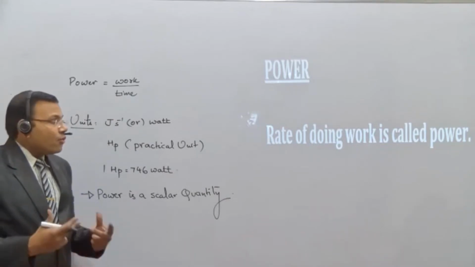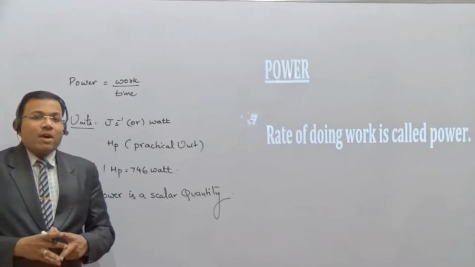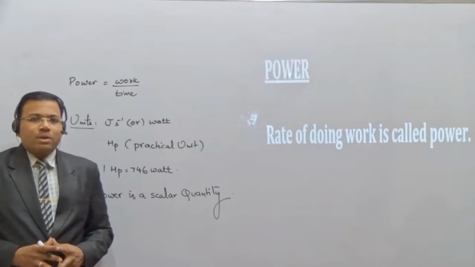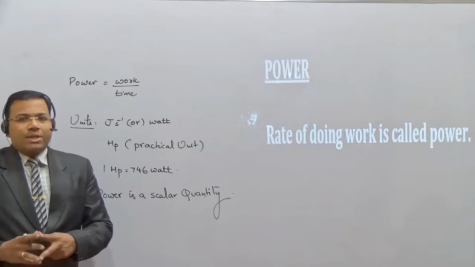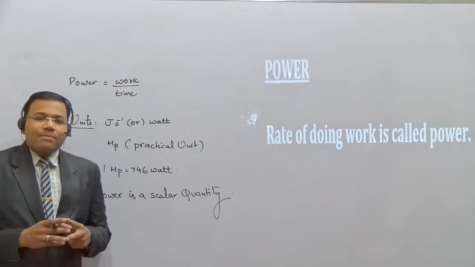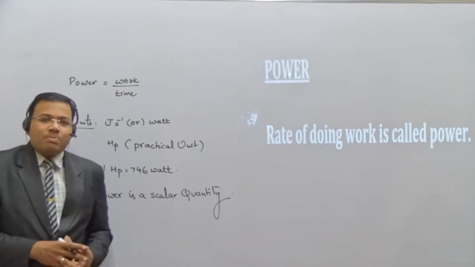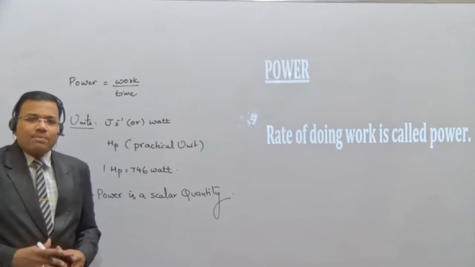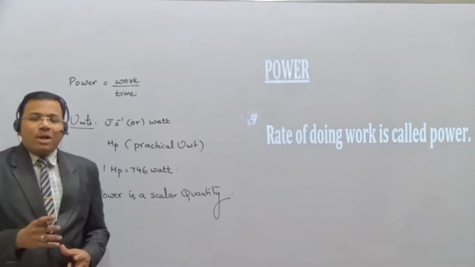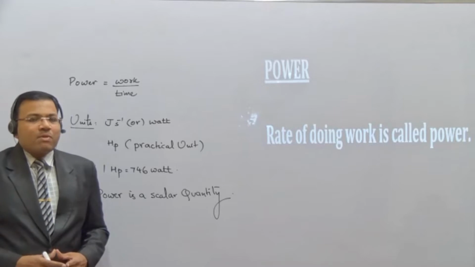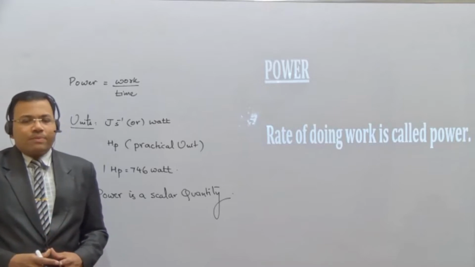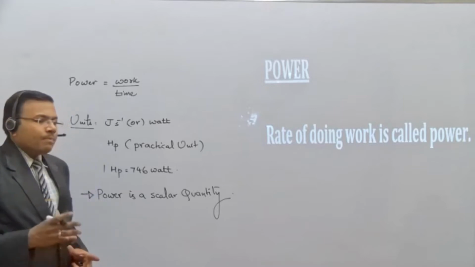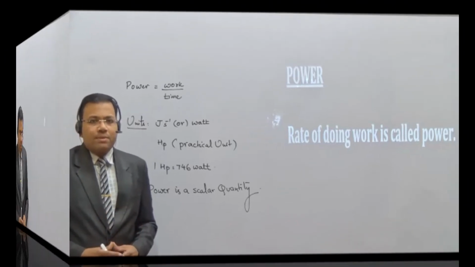Now we go for the types of powers. Like we have types of velocities, average velocity and instantaneous velocity, and types of speeds, average speed and instantaneous speed, in the same way we have types of powers. One type is the instantaneous power, the other type is the average power. So we go one by one.